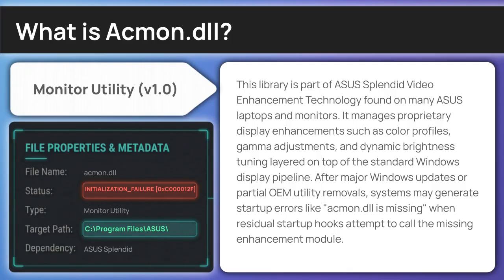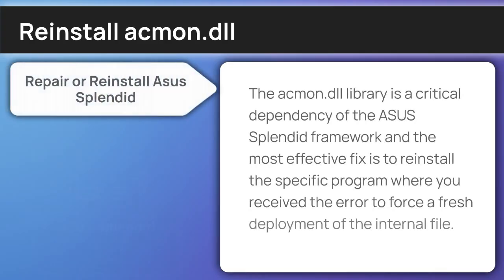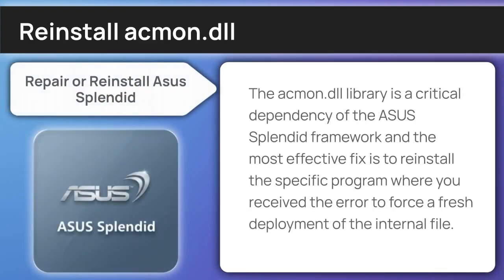Now that the technicals are covered, let's run the official installer. The AC Monitor Module DLL library is a critical dependency of the ASUS Splendid framework, and the most effective fix is to reinstall the specific program where you received the error to force a fresh deployment of the internal file.